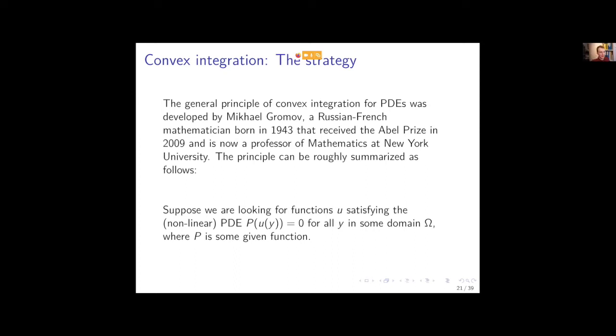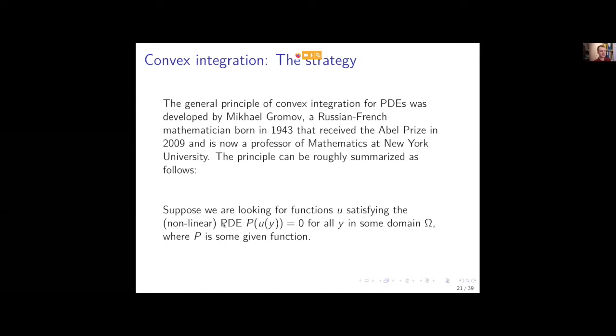We use what's called convex integration, and this was developed by Mikhail Gromov, who is a Russian French mathematician. He was born in 1943. He won the Abel Prize in 2009, and he's now in New York. And he's a very funny guy. I think he specializes in group theory. So it's very funny that he's done something very groundbreaking in analysis when you specialize in algebra. That's very cool. So how does it work?